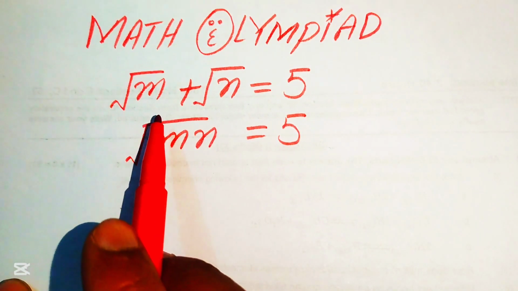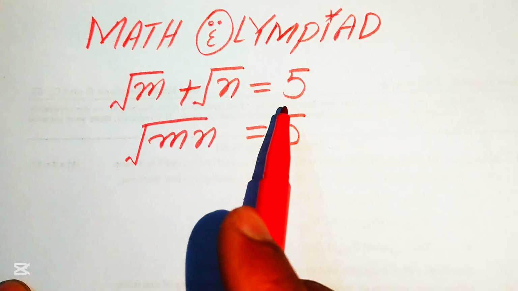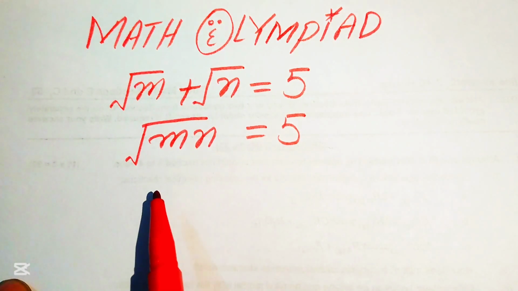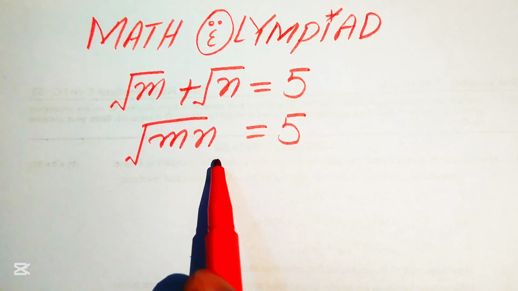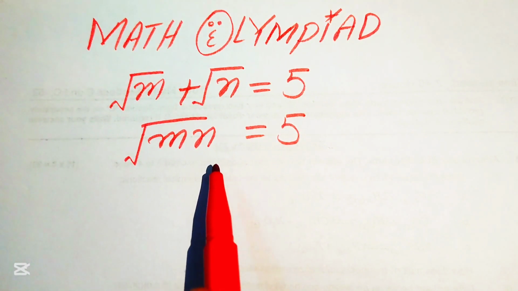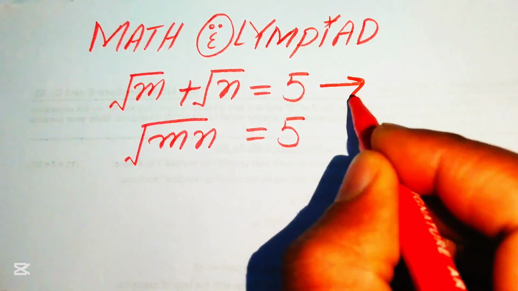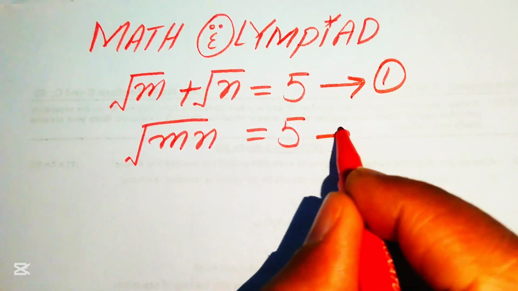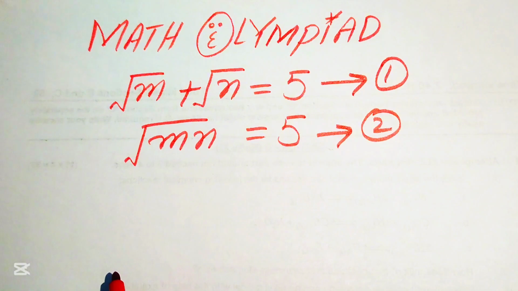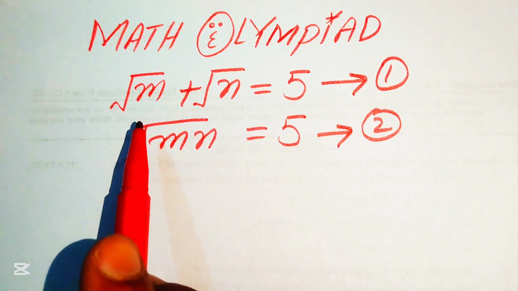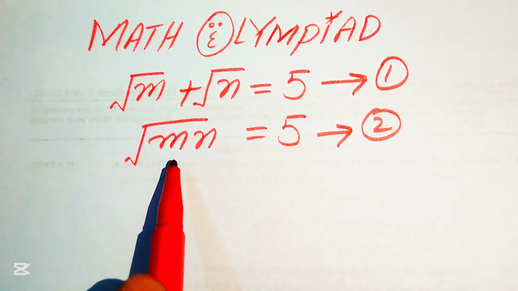So here we have square root of m plus square root of n equals 5, and square root of mn equals also 5. We solve this problem for the values of m and n. First we call this equation number 1 and this equation number 2. Our first target is to eliminate all of these radical signs from both equations.